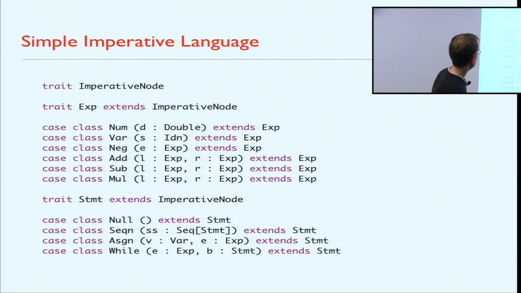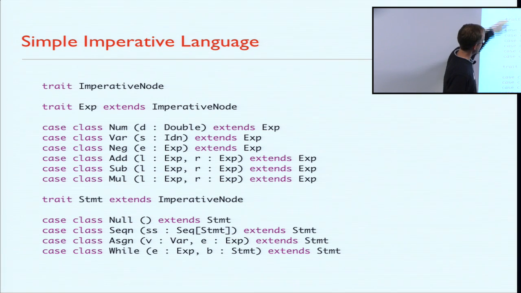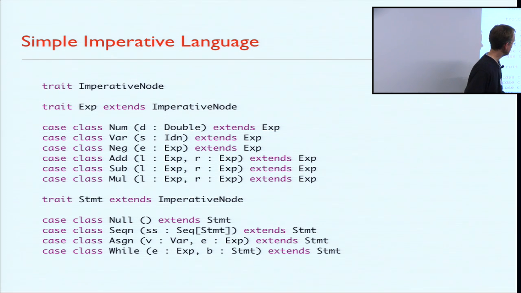So let's have an example. This is a very simple imperative language. I apologize for doing an imperative language at a functional programming meeting. I can show you a demo with some lambda calculus examples in a minute. But this is sort of the idiomatic Scala way of doing an algebraic data type, if you like. So there's a top type, there's some expressions, which are the obvious sorts of things, and some statements. Again, the obvious sorts of things, like sequences and assignments and so on.